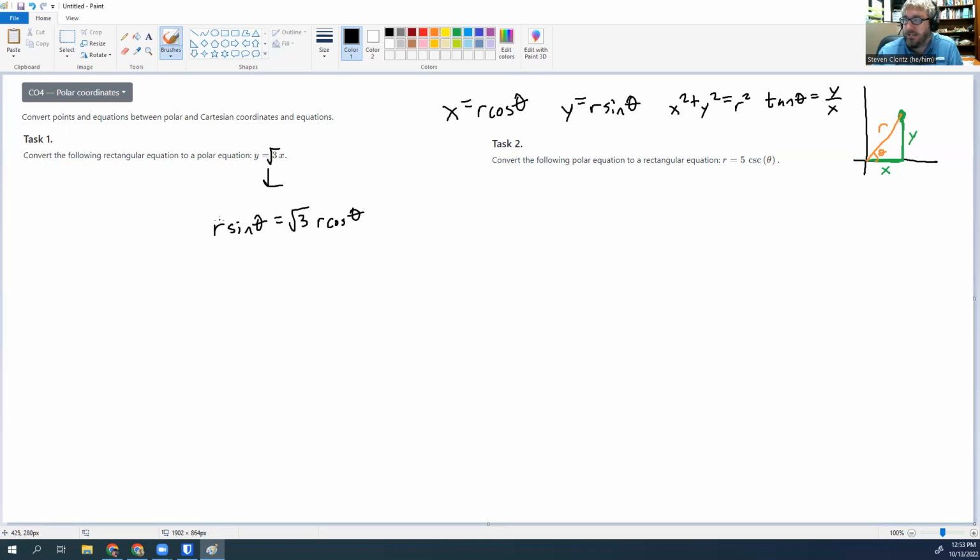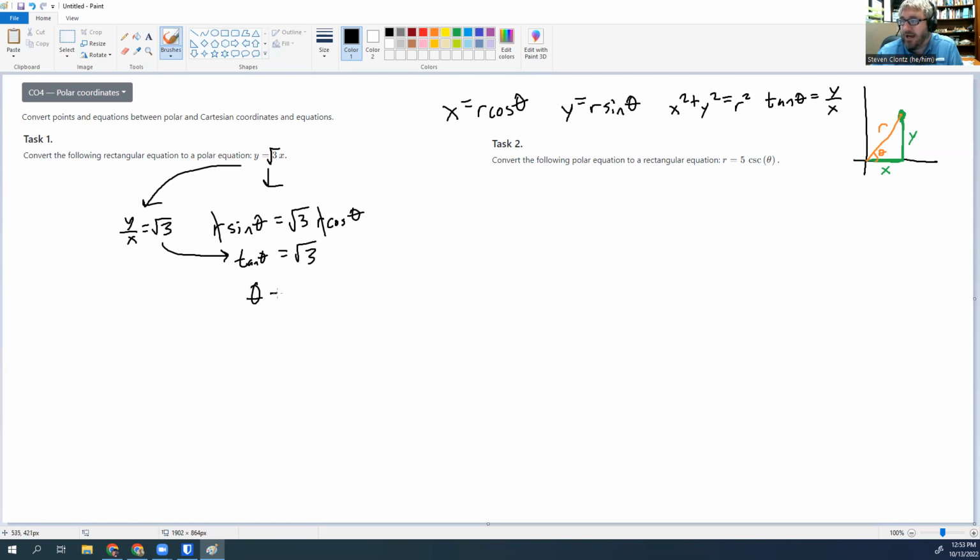Okay, and I see that in this case, the r's cancel, and I can divide by cosine to get tangent of theta is equal to root 3. And I want to point out that I could have done this another way, right? I could have also divided y divided by x to get root 3. And then from this formula here, I also find tangent of theta is equal to root 3. You name it, there's a half dozen ways to get from one to the other.